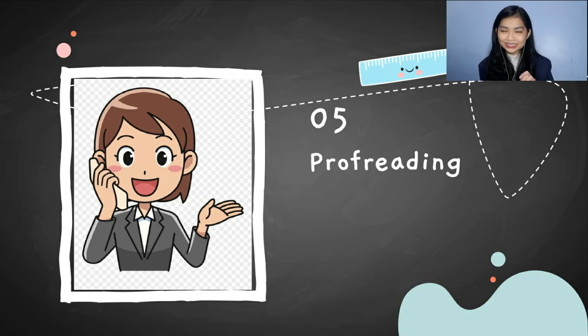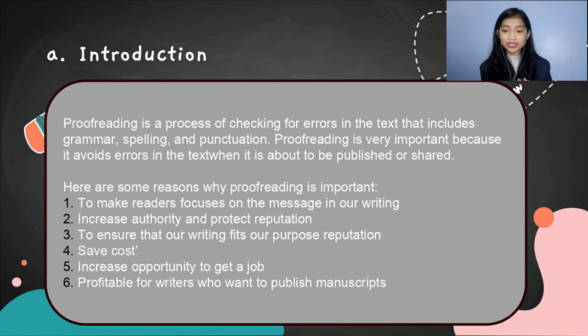The fifth topic is proofreading. So, what is proofreading? Proofreading is a process of checking for errors in the text that include grammar, spelling, and punctuation. Proofreading is very important because it avoids errors in the text when it's about to be published or shared. There is a difference between proofreading and editing. In editing there is a change in the structure and language, while proofreading only focuses on small mistakes such as errors in writing, which we usually call typos.